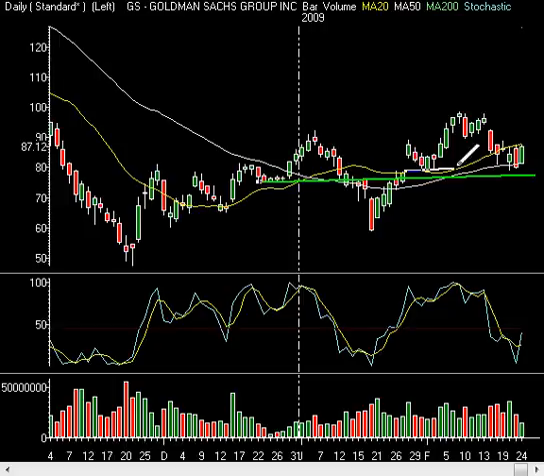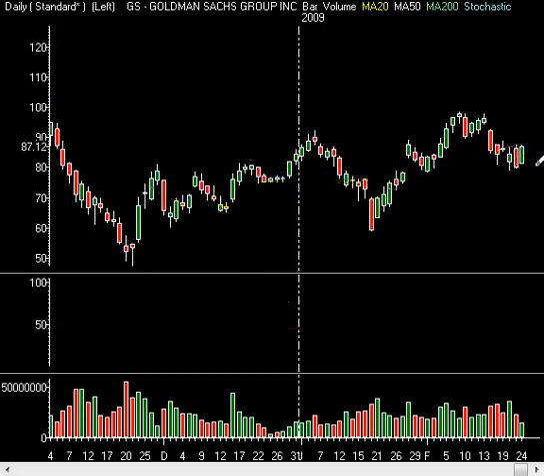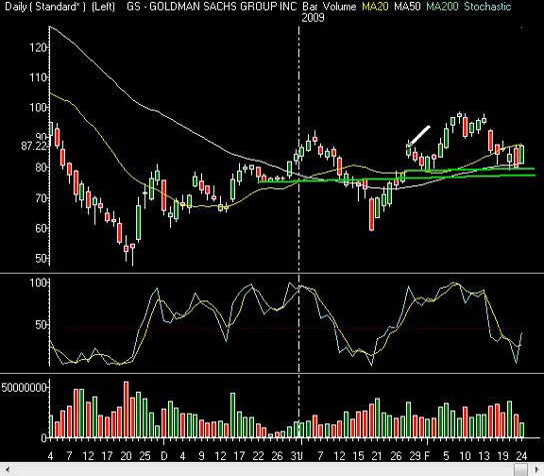Here's your gap fill right here. Look at how that market comes right back in. Here's a gap, and you gap up. You fill that gap. You rally back above it. When you come back down, that's still support, and you need that on your chart.